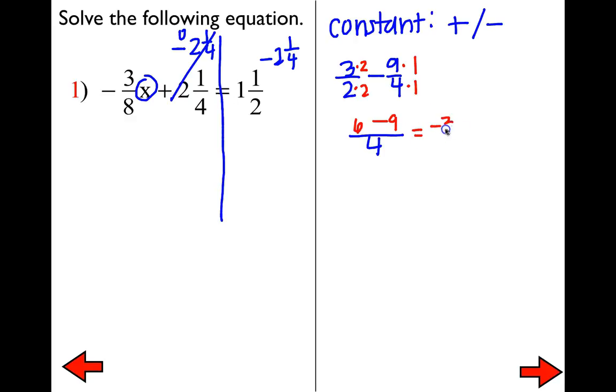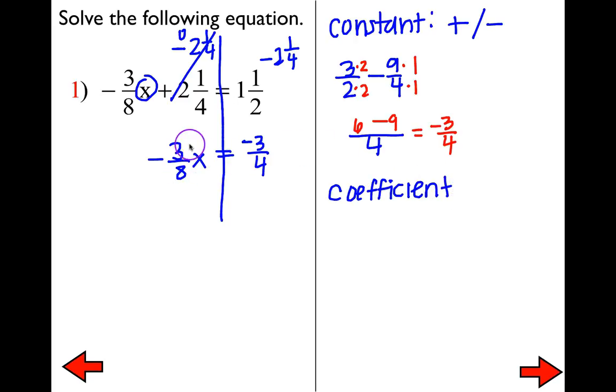Now that leaves me with -3/4. So I'm going to write that down. I simplify this to -3/4. This is gone because those are additive inverses. I'm just left with -3/8x. Now we went ahead and got rid of our constant. The second thing we're going to do is get rid of our coefficient. Our coefficient is your term being multiplied by the variable. So it's always a number right next to the variable. So again, this means -3/8 times x.